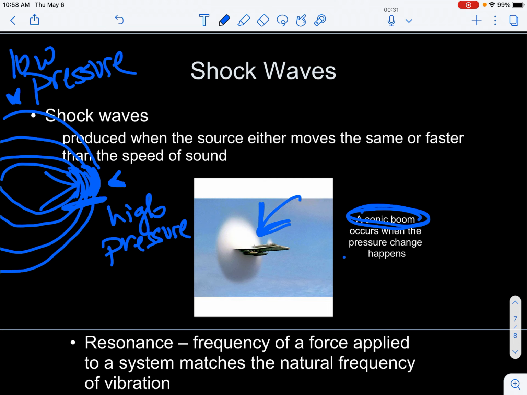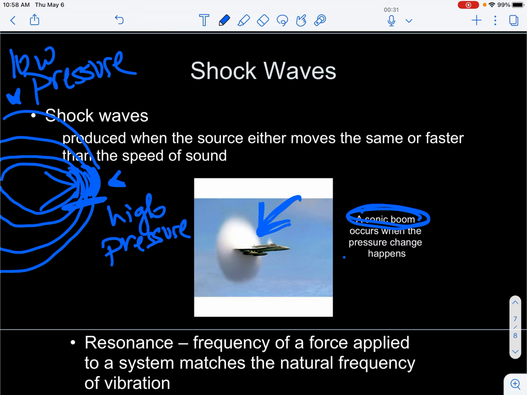So that's what you see. That's a sonic boom. All right, and that sonic boom is caused by that very, very quick change in pressure. So you've got the super high pressure at the very front of the plane and then the low pressure at the back of the plane. So it's changing pressure really fast, and it creates that sonic boom.